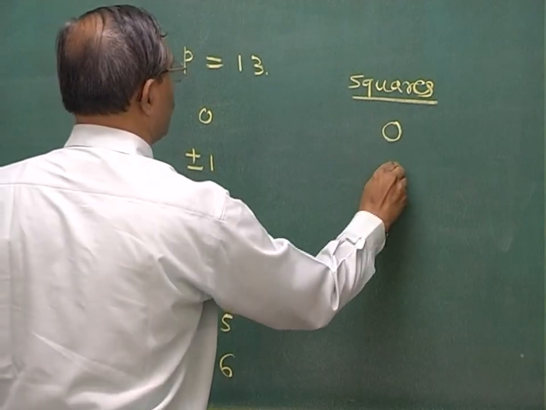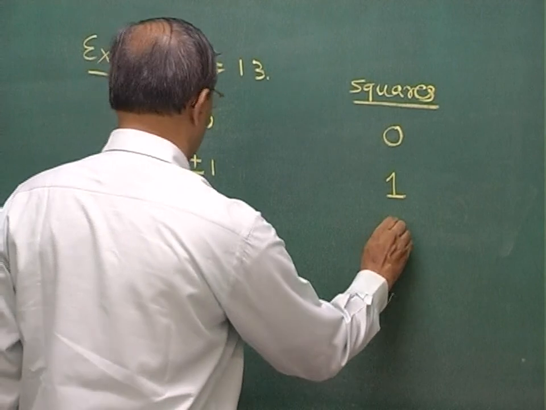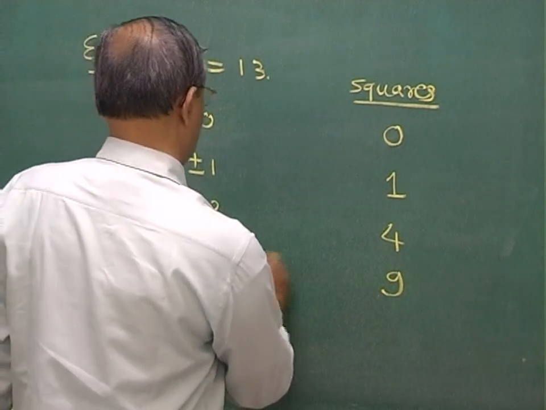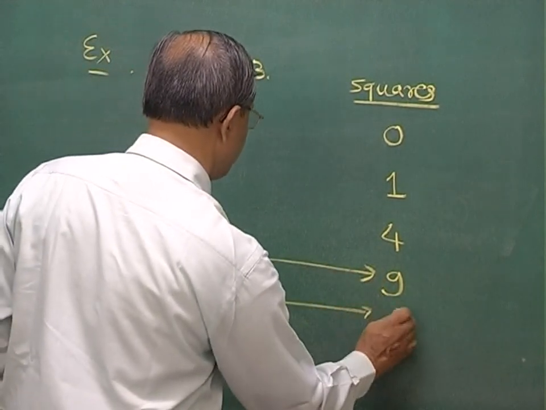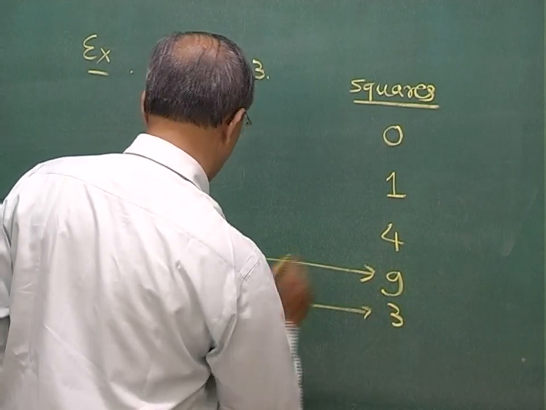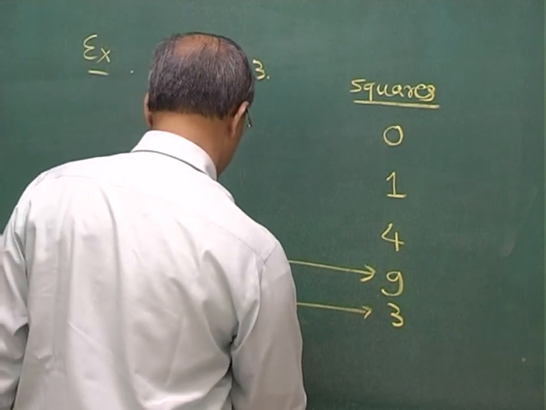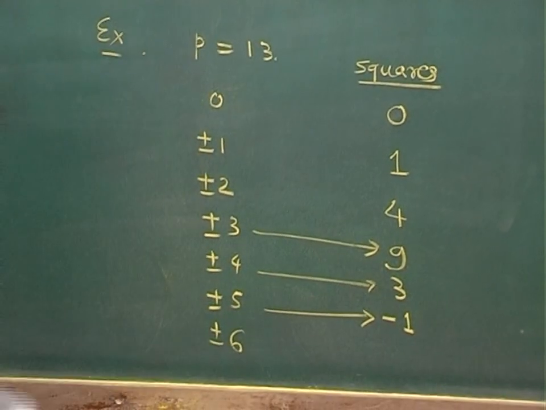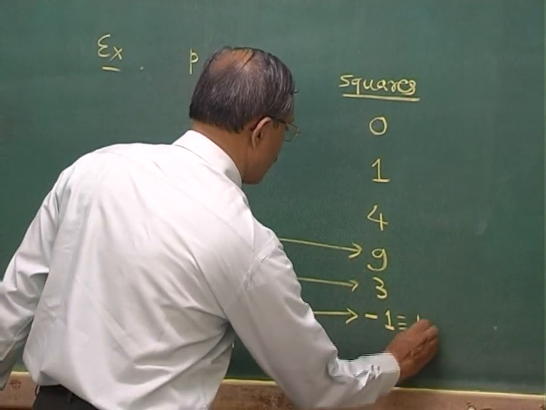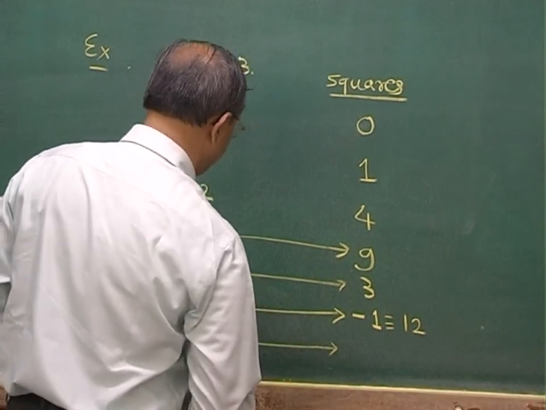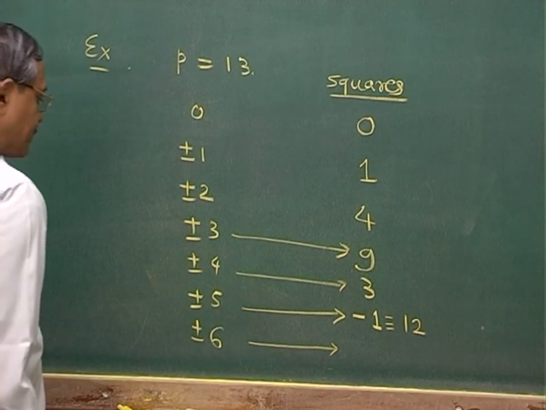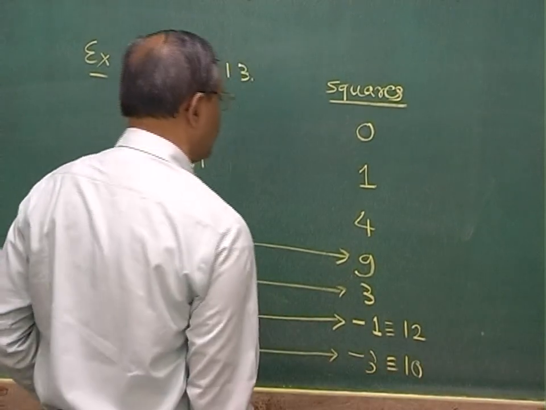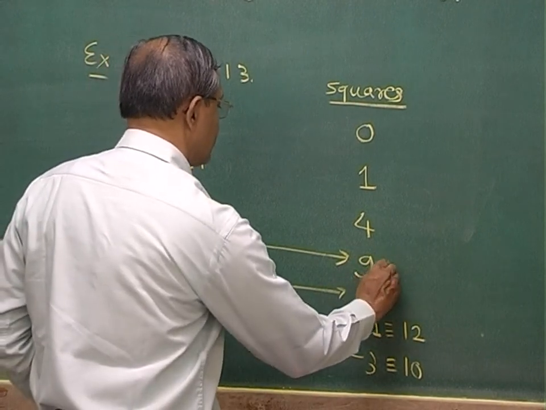So 0, here you get 1, then you get 4 here, then you get 9 here, then you get 16, that is 3, then 25, that is, you can say minus 1 or you can say 12, and 36, that is 10, or you can say minus 3. 9 also you can say it is minus 4.